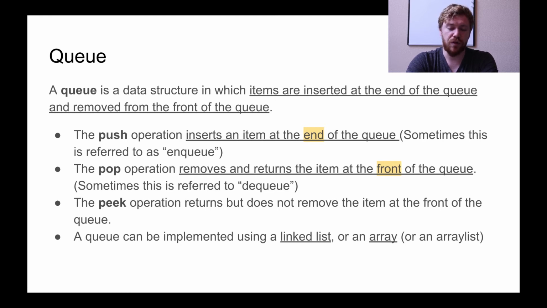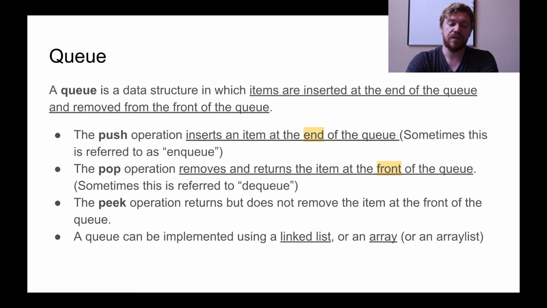And so notice the big difference between the pop operation for the queue as opposed to the pop operation for the stack. The stack's pop operation removes and returns the item at the end of the stack, or the top of the stack, whereas the pop operation is removing and returning the item at the front of the queue. So basically other ends of where the data is stored. And this pop operation is sometimes referred to as a dequeue, removing something from the queue.